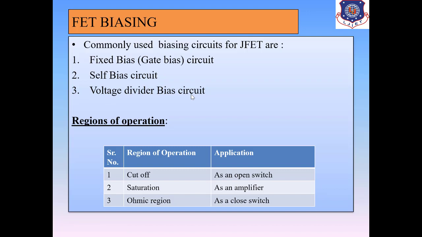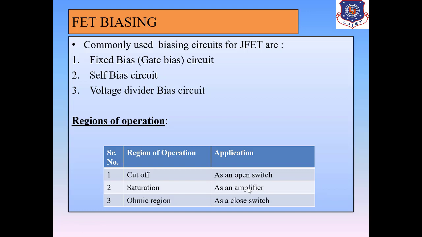Before studying analysis of biasing techniques and circuits, you should remember the characteristic. Okay? So dear students, which are the regions of operation from the characteristic? Just remind it. There are three main regions: cutoff, saturation and ohmic. Ohmic is a very important region as the application of JFET is as a closed switch. In cutoff, JFET can be an open switch, and in saturation, JFET is used as an amplifier.